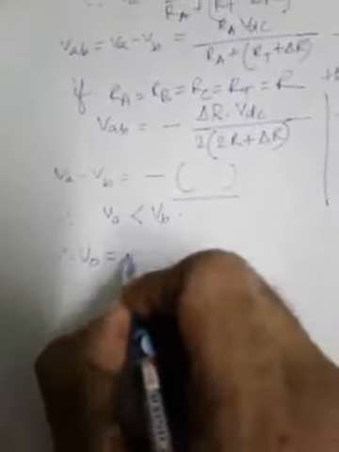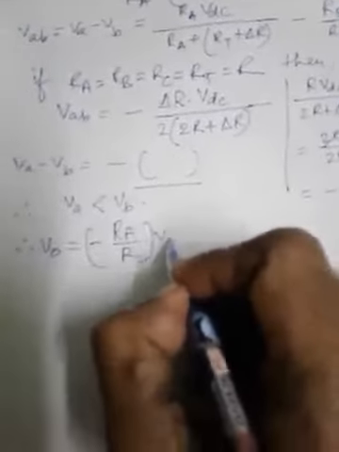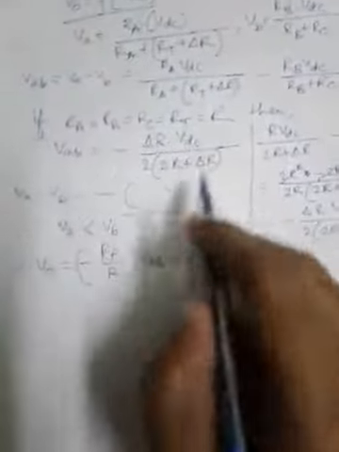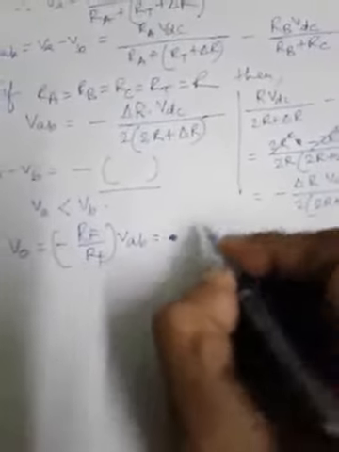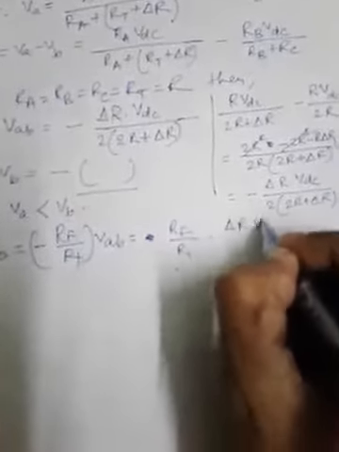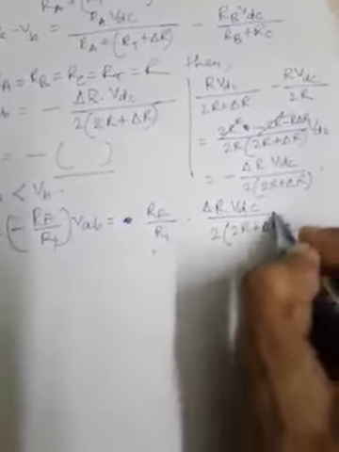So we can say the final output VO at the output of the differential amplifier is minus RF by R1 into VAB, and this minus will cancel out. This is VAB, so this minus will not be there. So the overall output is RF by R1 into delta R VDC divided by 2 into 2R plus delta R. Okay, so this is the overall output for this instrumentation amplifier.